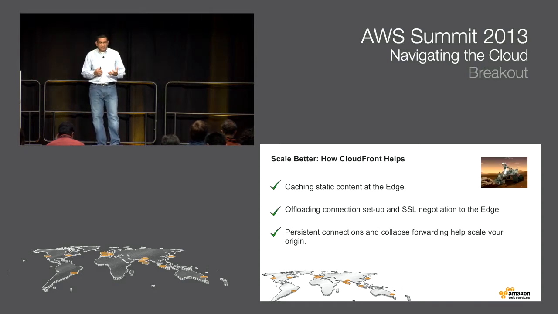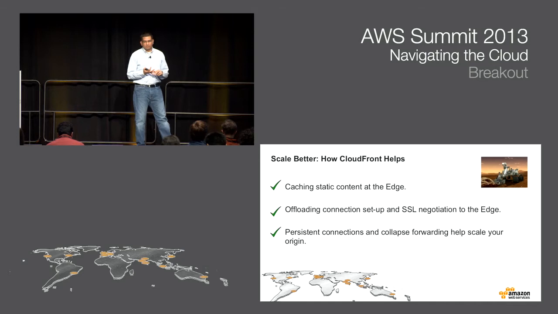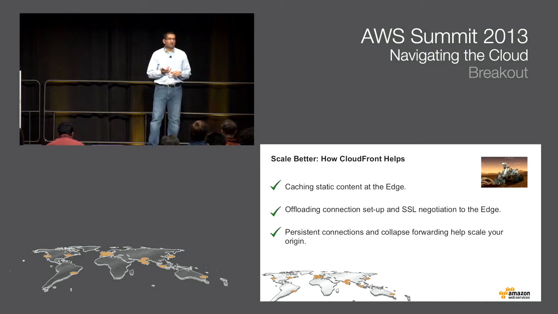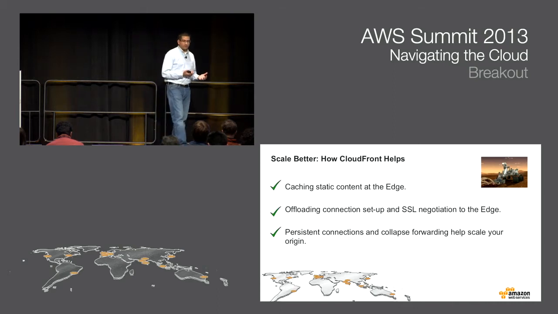So the scalability really comes from 3 different aspects. One, you can use CloudFront to easily cache your static content at the edge. That's a use case that has been there since day one, since CloudFront was launched. And that helps you scale your static content delivery and lower latency there.